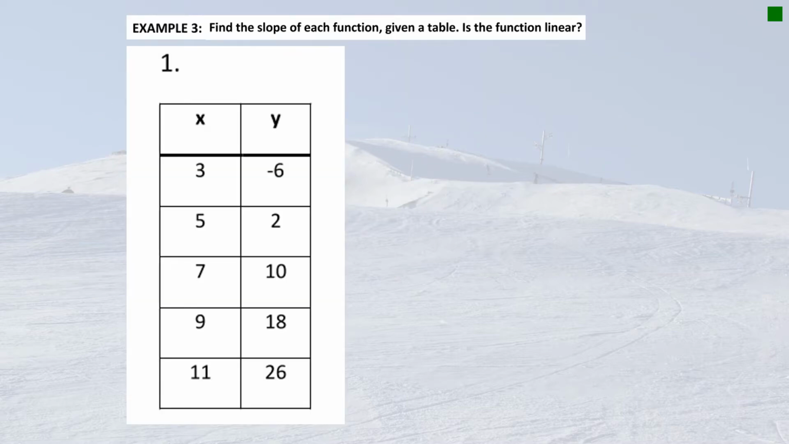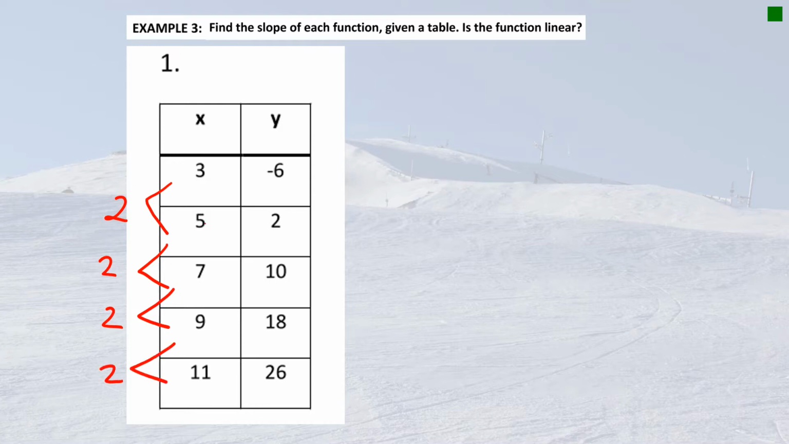All right, find the slope of each function given in a table. So when we're given a table, if a line has a slope of 2, it always has a slope of 2. If it has a slope of 1/2, it has a slope of 1/2 everywhere. So we have to check the slopes everywhere. So the way I do that is I look at the difference between the x values. So the difference here is 2, the difference here is 2, the difference here is 2, and the difference here is 2.